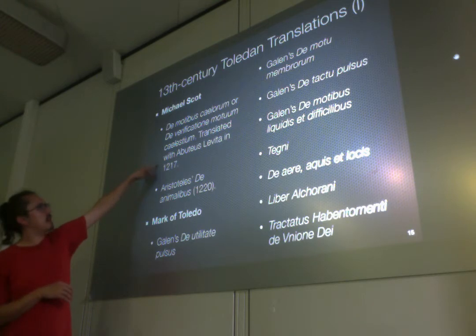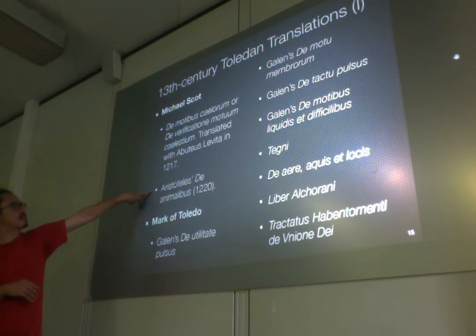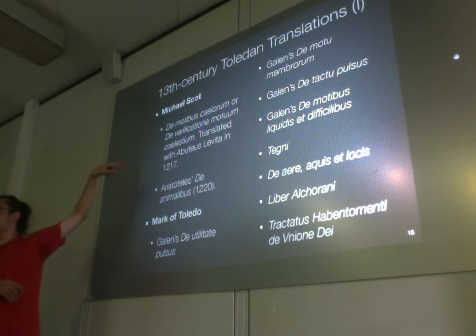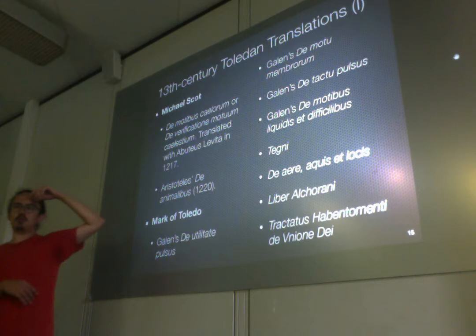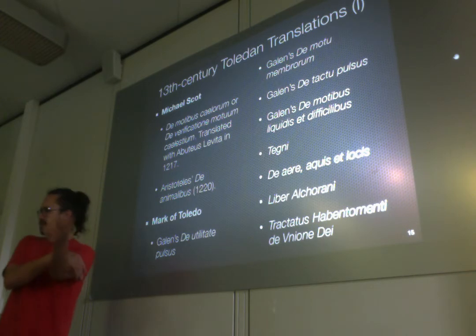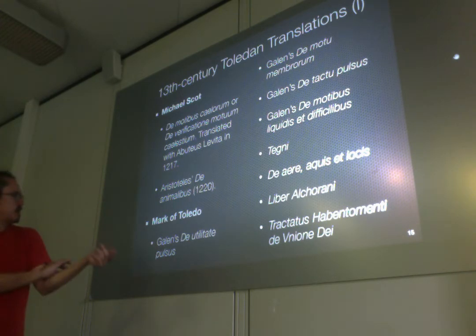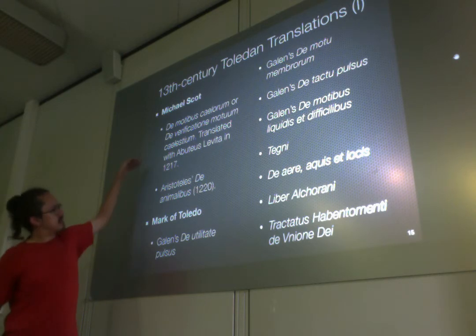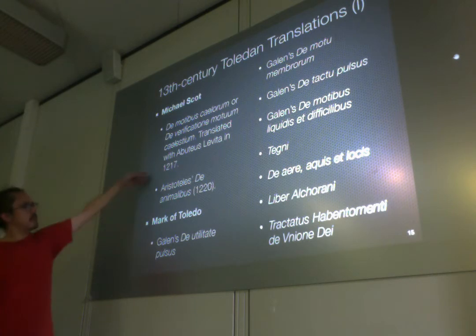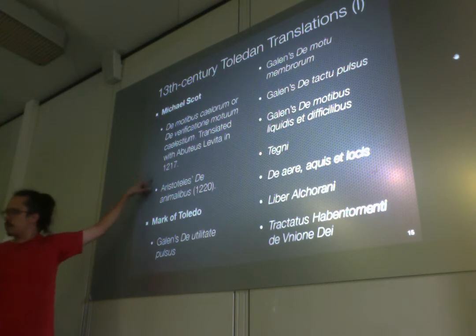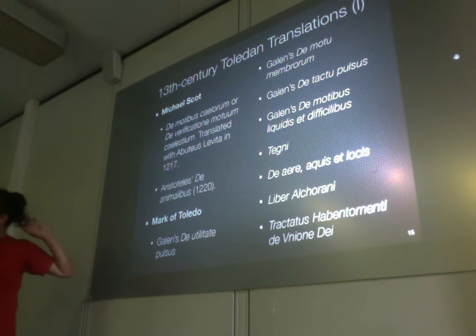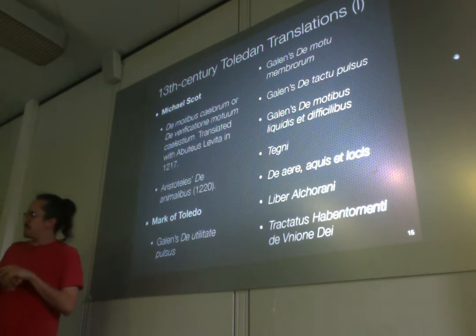I think I only put these two of Michael Scott because these were the two that were made in Toledo. But I think that he maybe ascribed probably another translation or something. So yeah, Michael Scott did this, and I think afterwards he moved to Italy. He probably learned Arabic in Spain, and then he moved to the court of Frederick in Palermo.